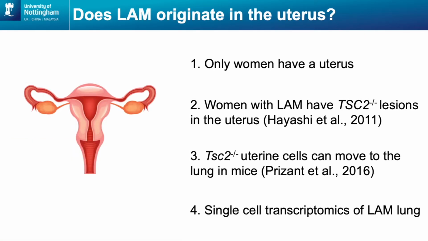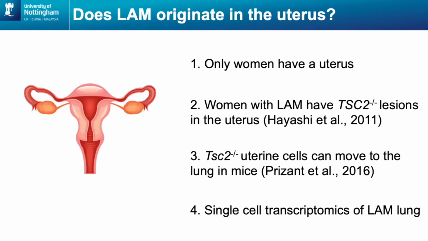Well, first of all, LAM is a female-specific disease, and only women have a uterus. Also, if you look in the uterus of women with LAM, you can find little lesions that look like LAM lesions. If you generate a mouse that has TSC2 null cells in its uterus, like LAM cells, then these cells can move to the lung.